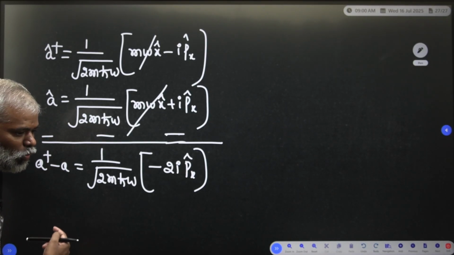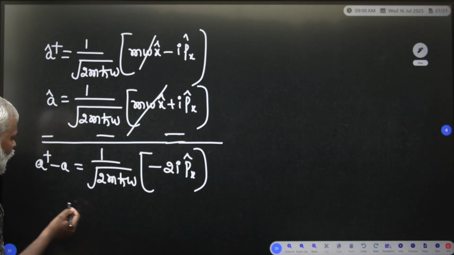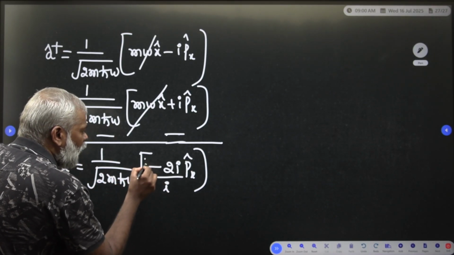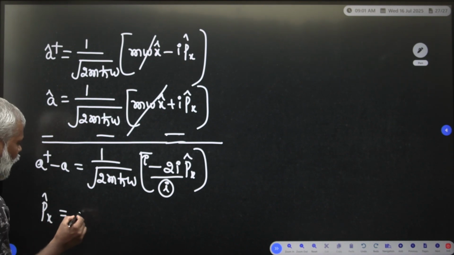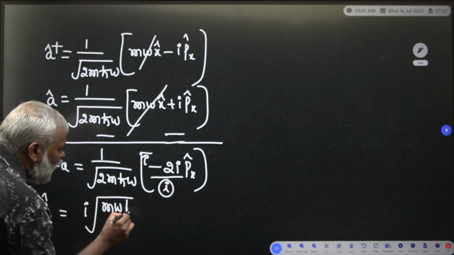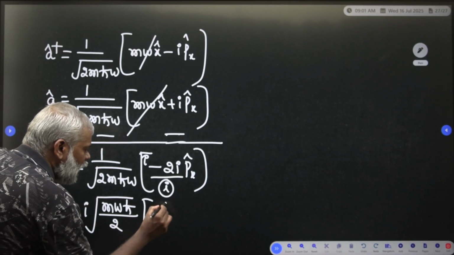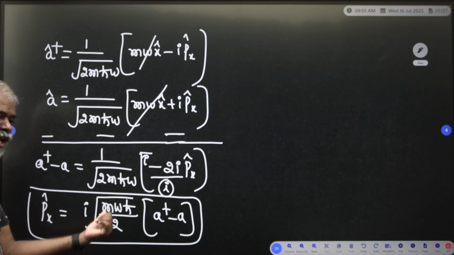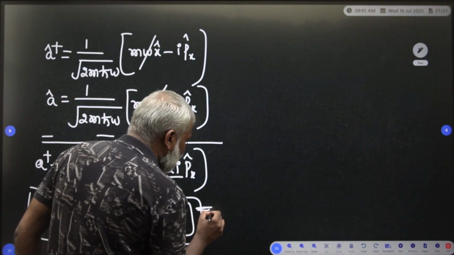So a dagger minus a is equal to minus 2i p x cap over the root. Cross multiplying, you have to divide by i and multiply by i square, which is minus, so minus into minus becomes plus. So p x cap is equal to i into square root of m omega h cut divided by 2 into (a dagger minus a). This is the momentum operator.